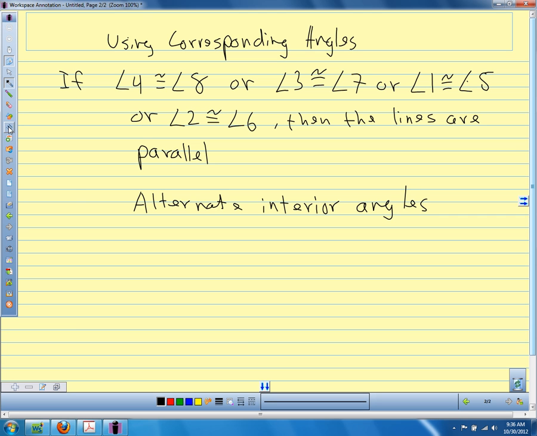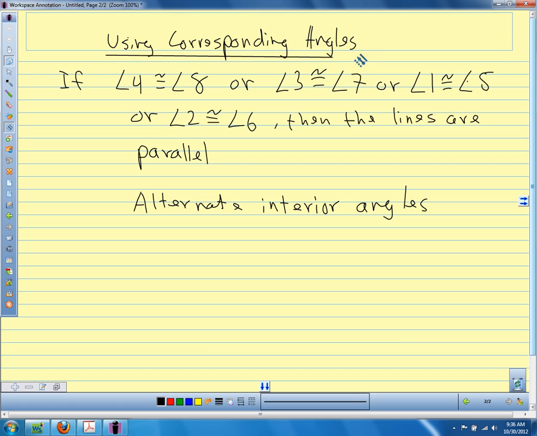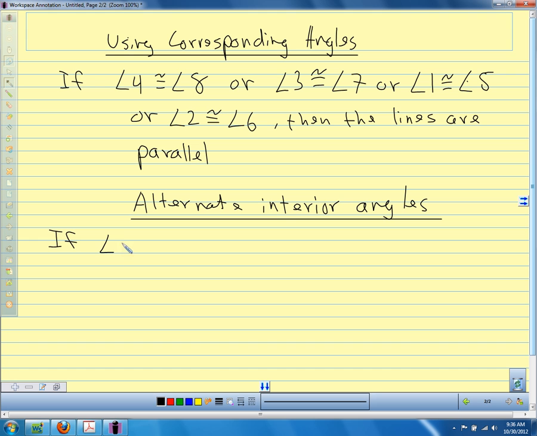So this is the next box down on the left-hand side. This is another way we can prove that the lines are parallel. If angle 2 is congruent to angle 8, or angle 3 is congruent to angle 5, then the lines are parallel.